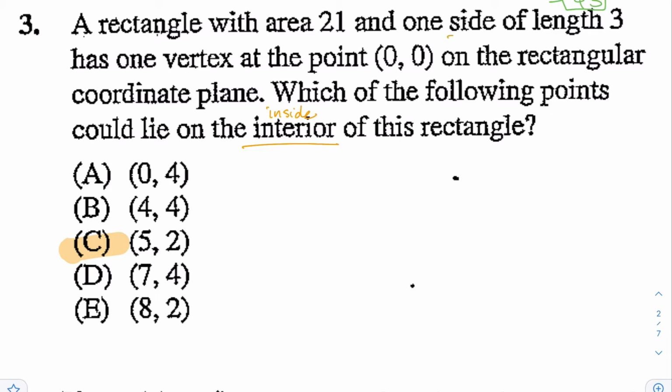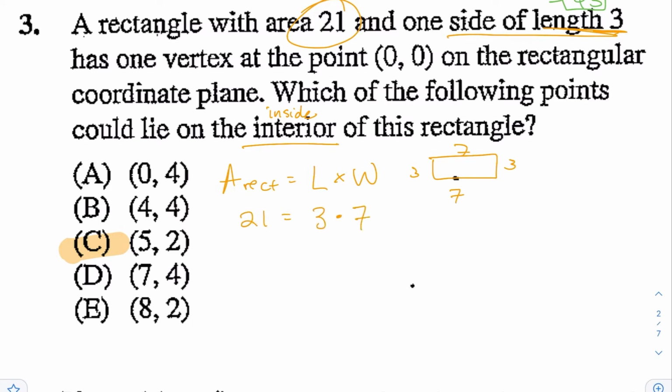Now you know that one side is equal to 3 and its area is 21. So the area of a rectangle is length times width. So if you know that one side is 3, the other side has to be 7, because 21 is equal to 3 times 7.